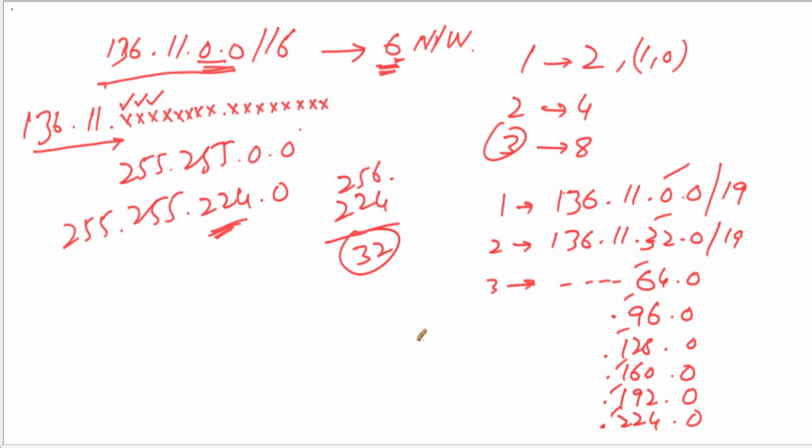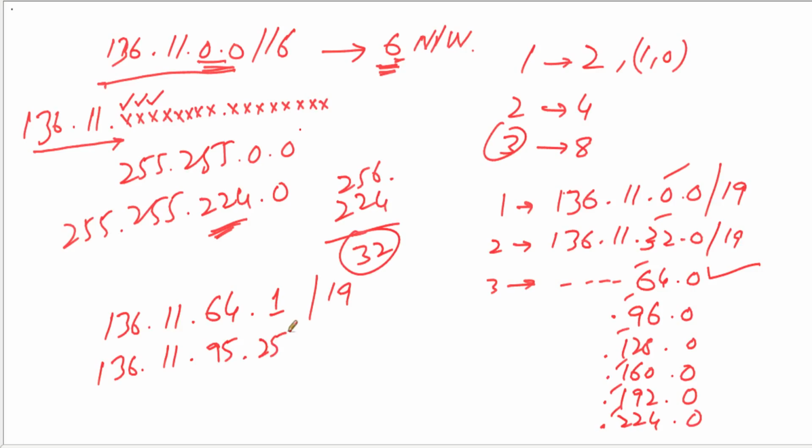Now that we have 8 networks, we can assign IP addresses to interfaces or our hosts. For example, let's say we want to assign IP addresses from this subnet. So the first usable IP address will be 136.11.64.1, and if we need to write the subnet mask, we will write it as 19. The last host, which is the usable IP address from this subnet, will be 136.11. What? Can you tell me? It will be 95.254/19.